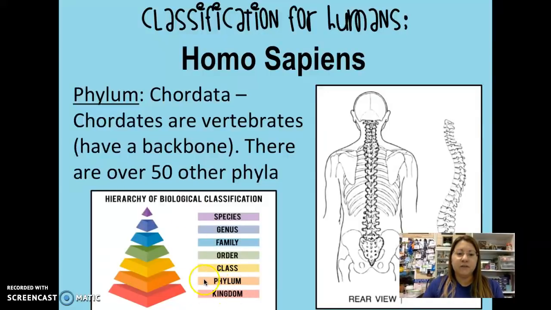Our next step up is phylum. So we're looking at this orange tier on the pyramid. So the phylum for Homo sapiens is Chordata. So chordates are vertebrates. You've probably heard that word before. Vertebrates are organisms that have a backbone. There's over 50 other phyla included in this orange tier.